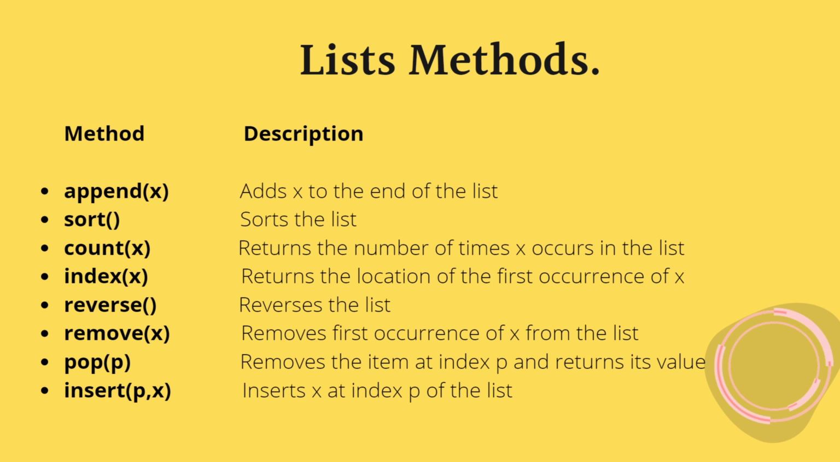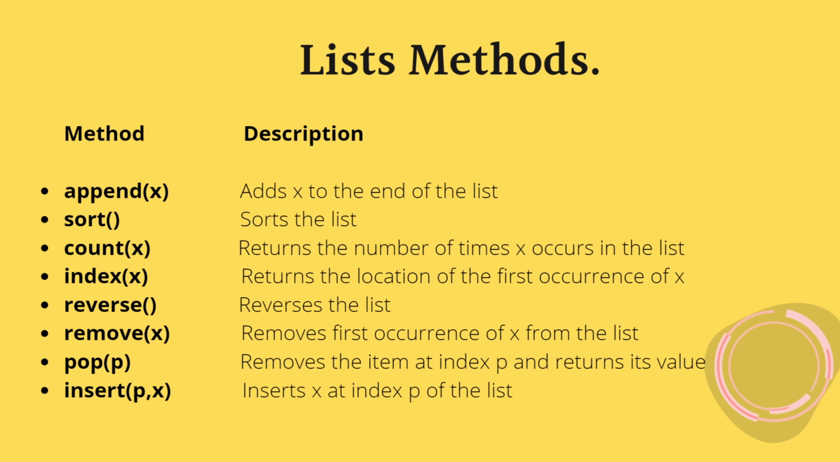Third one is the count method, through which you can identify the number of times a specific element occurs in a list. Fourth one is the index method, through which you can find out the index of a specific element. Fifth one is the reverse method, through which you can reverse the order of elements in a list.